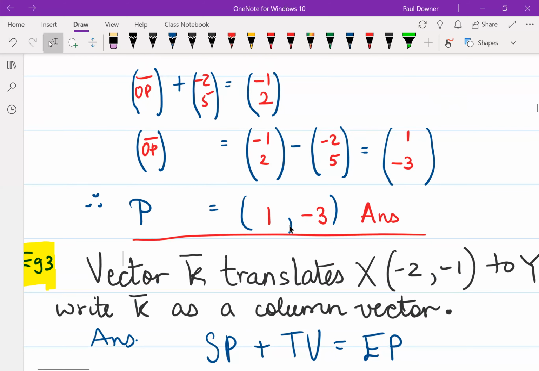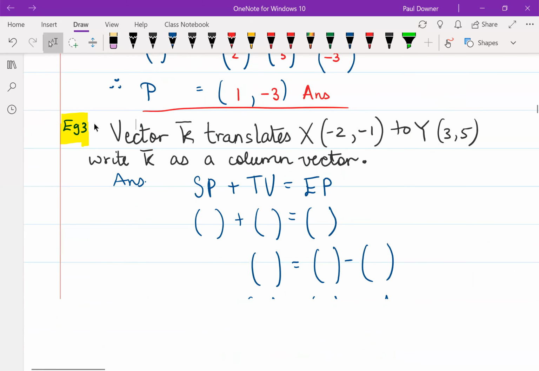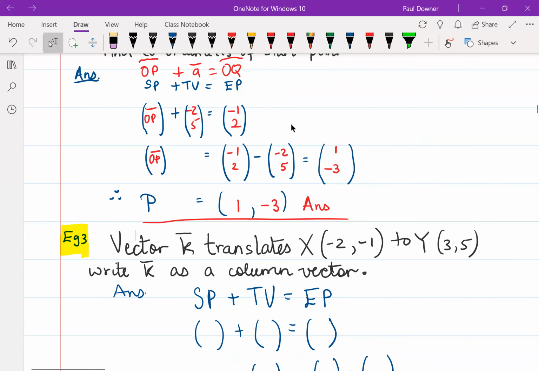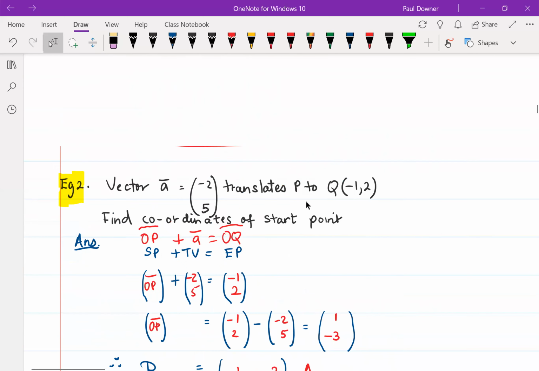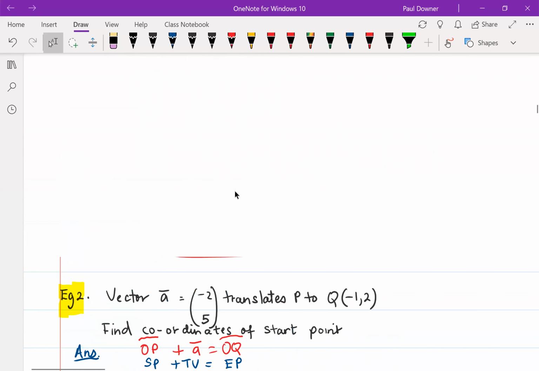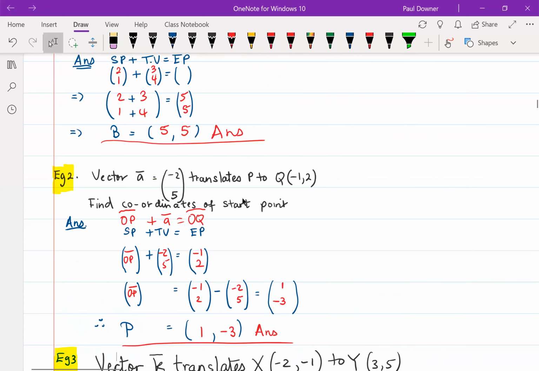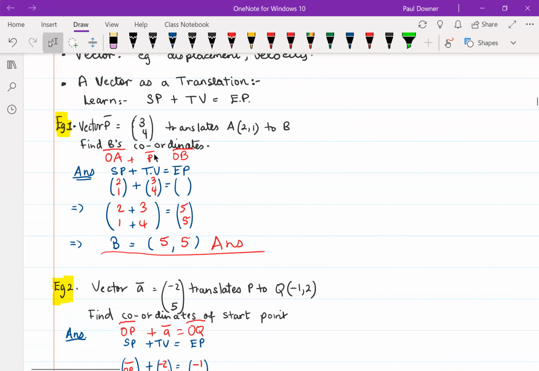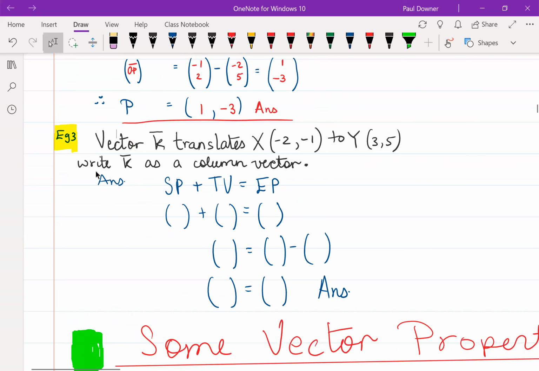And then thirdly, right, they could give us one of this type. Now notice that we had to get coordinates of 2 different items here, right? We had to get coordinates for P, and in the first one, we had to get coordinates as well, right? In this one here, we had to get something slightly different. In the first one, we had to get the coordinates of B. In this one, you have to get the coordinates of P. And in this one, you have to write K as a column vector. So that wouldn't be coordinates.